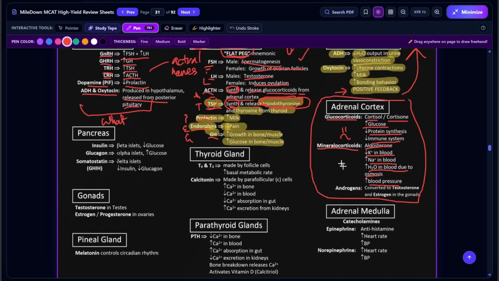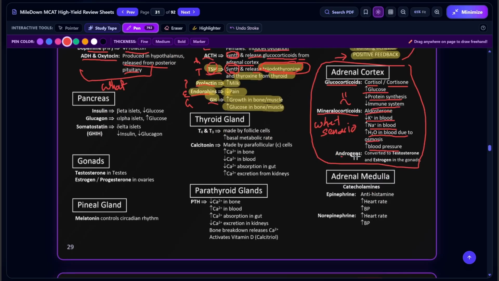So one way that can help you guys remember this is to think about what scenario this would happen in. What scenario would have high glucocorticoids, or high mineralocorticoids? We'll go over that in a second, but I just want to go through the review sheet first. So androgens are converted to testosterone and estrogen in your gonads.